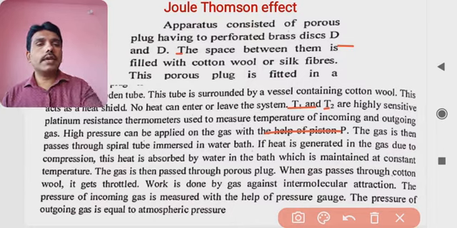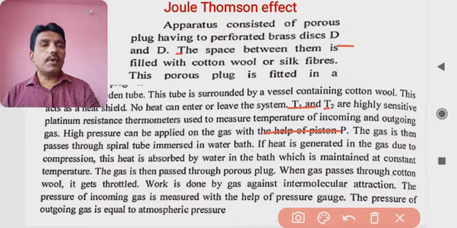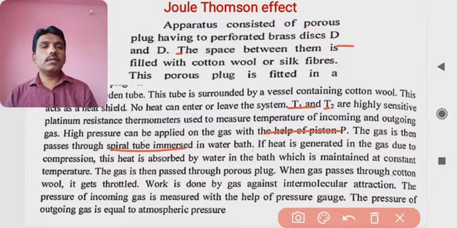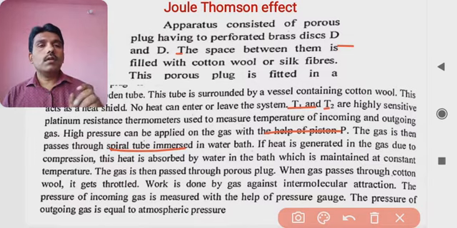Now when the gas is passed through the spiral tube immersed in the water bath, any heat generated is absorbed by the water bath. When any gas is taken in the piston and we press it, pressure is generated, and heat is generated as the compression takes place. The gas moves forward with some pressure and passes through the porous plug material, the DD.